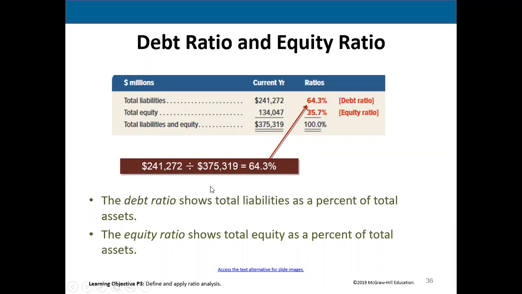Now, you have to look at your industry norms. The industry norm for debt ratio is 35%. For equity ratio, it's 65%. So we're a little backwards there. Okay, a lot backwards. So they're not as solvent as their competition. That could hurt them.